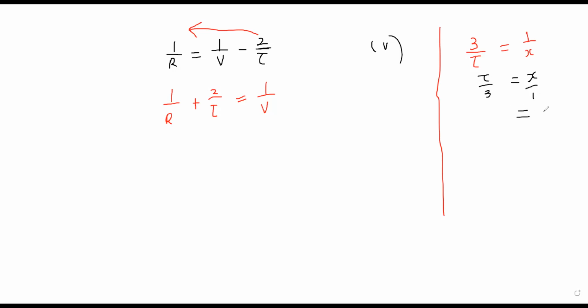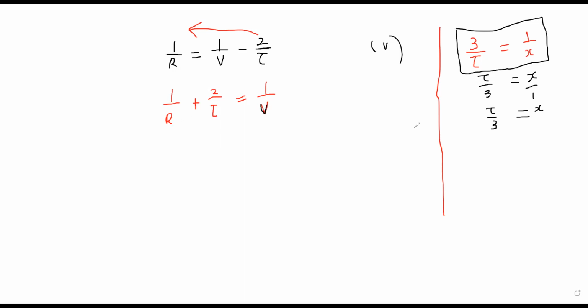X upon 1 is the same thing as x? Yes, sir. Anything upon 1 is the same thing, right? 5 upon 1 is 5, 10 upon 1 is 10. So this is x, and now x is the subject. So x is equal to t upon 3. This is just to show you that you can just flip both sides and you're good. So if I flip v, I need to flip this side.